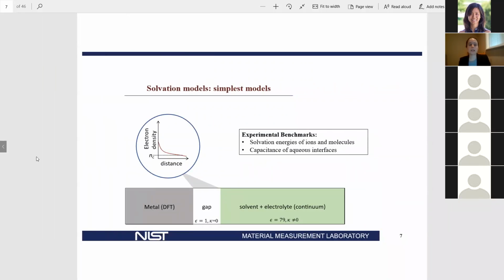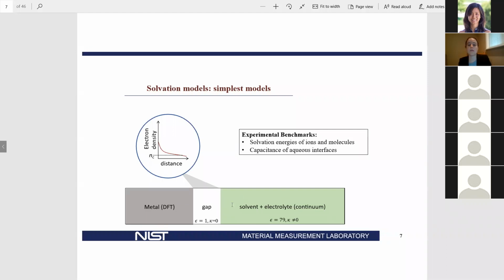So when we started this work, we developed a number of very simple solvation models, and others did as well. And these basic models had the following elements. We have a metal that we describe with DFT, and then we have a gap region. So as the electron density of the metal decays exponentially, at some point we hit some electron density threshold, N sub C, and at that point we turn on the dielectric continuum with ionic screening.